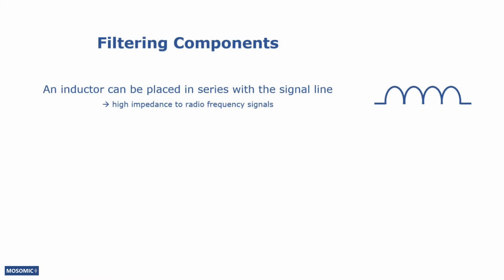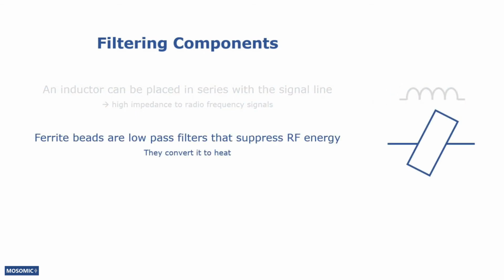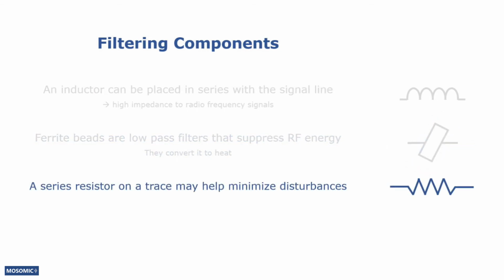The filter can also be an inductor. An inductor is placed in series with the signal line. Inductors present a high impedance to radio frequency signals, thereby blocking them from the signal line. Again, low frequencies, such as audio frequencies below 20 kHz, are not affected. Another filter type used for high-frequency disturbances is a ferrite bead. They are low-pass filters that suppress RF energy by converting it to heat. A series resistor on a trace, for example the power supply line, may also help minimize disturbances.